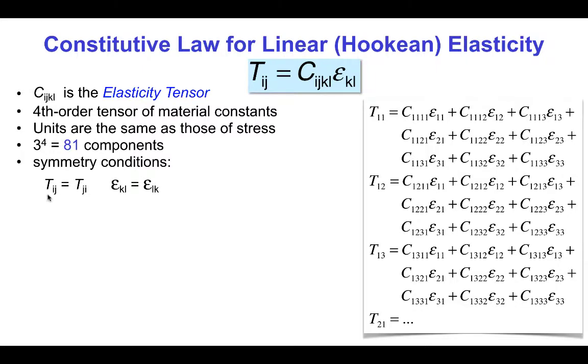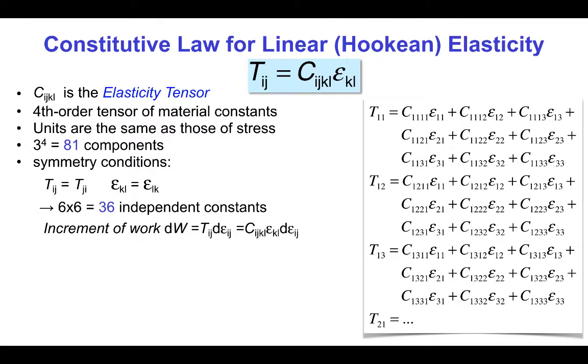For example, we know that Tij is equal to Tji and epsilon kl is equal to epsilon lk. Therefore, Cijkl must equal Cjikl and Cijkl must equal Cijlk because Tij equals Tji and epsilon kl equals epsilon lk. So that actually reduces the number of coefficients from 81, or 9 times 9, to 6 times 6, which is 36, because we really only have 6 different stress components and 6 different strain components due to the symmetry of the stress and strain tensors, meaning there are really only 6 by 6, or 36 different components at most in the fourth order elasticity tensor.